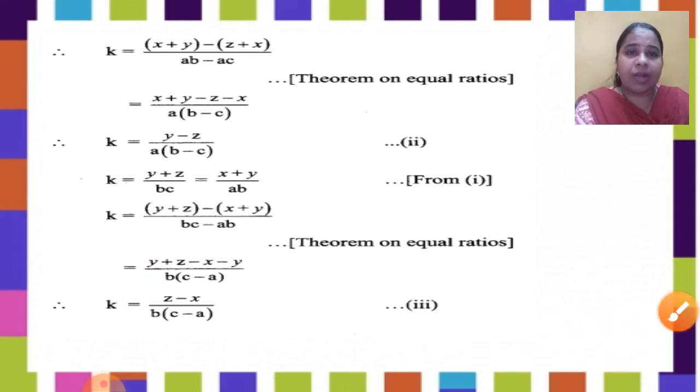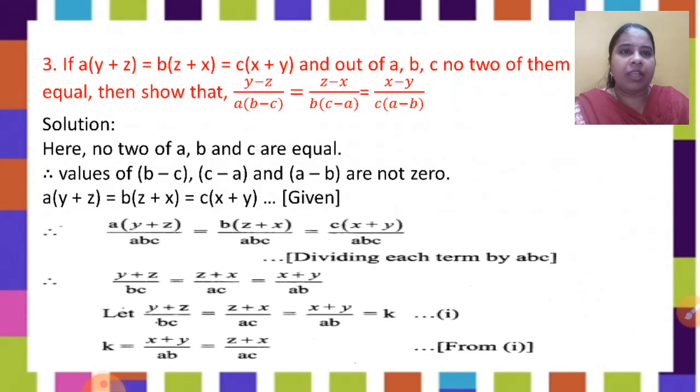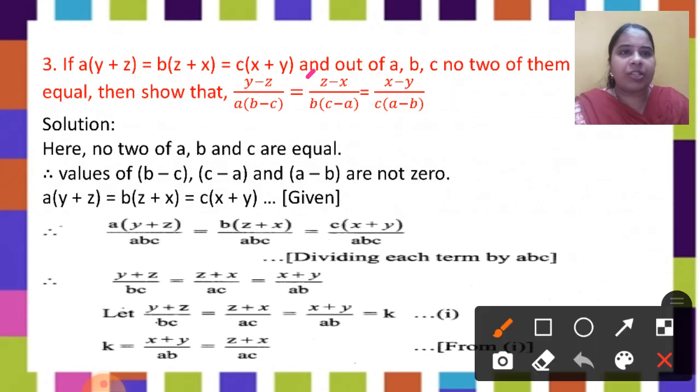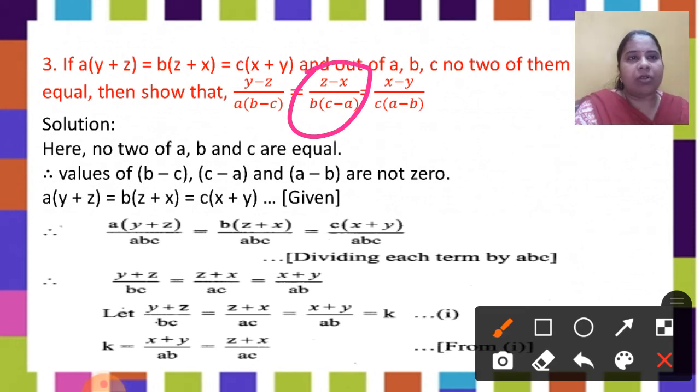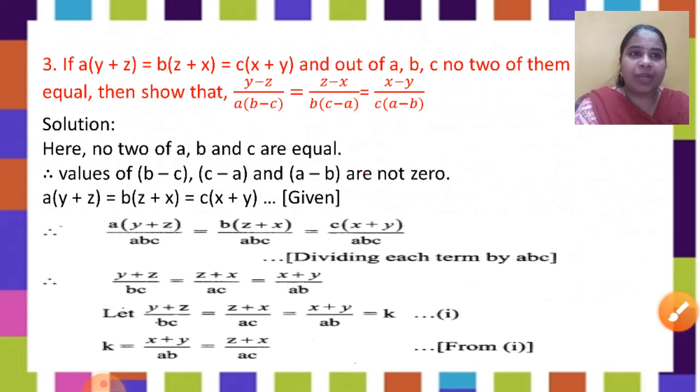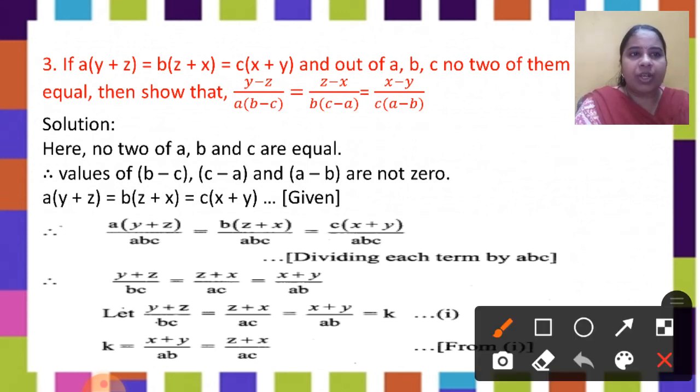Now what is this part which I have got just now? Z minus x upon b into c minus a. This is the second part. Just see, automatically we have got this second part now, and it is also equated to k. Put it as equation number 3. I hope all the steps are clear, and for the last part you might not require my help also. I hope you have understood it and you can do it.